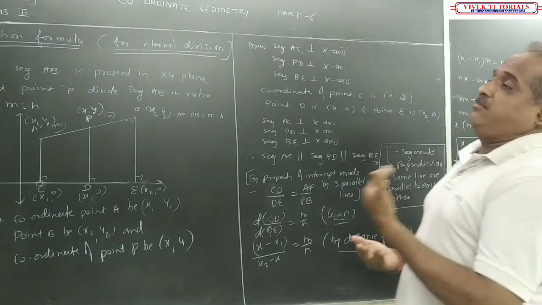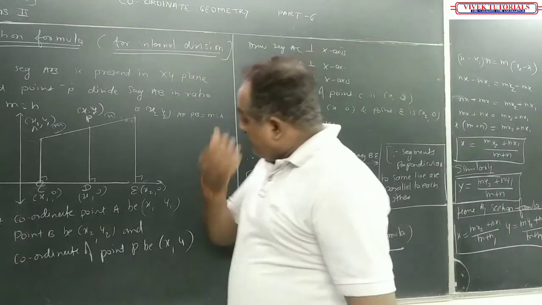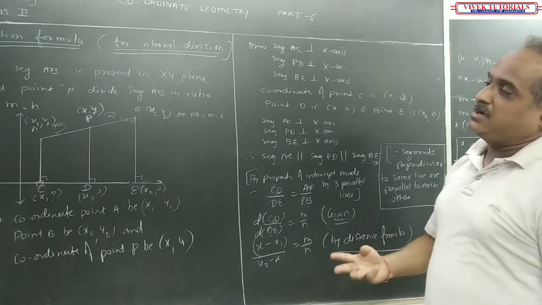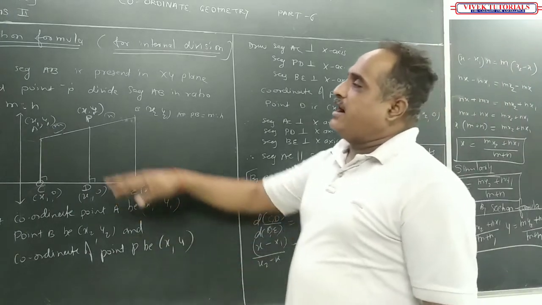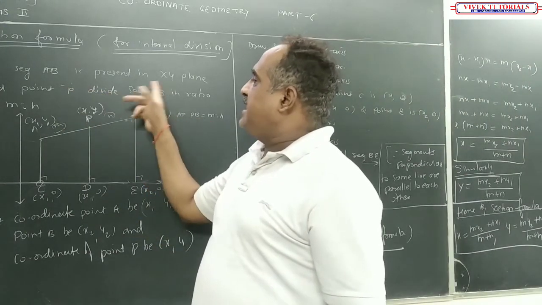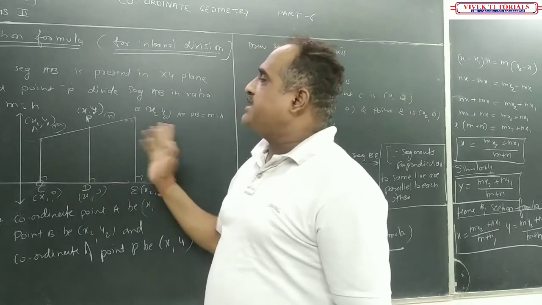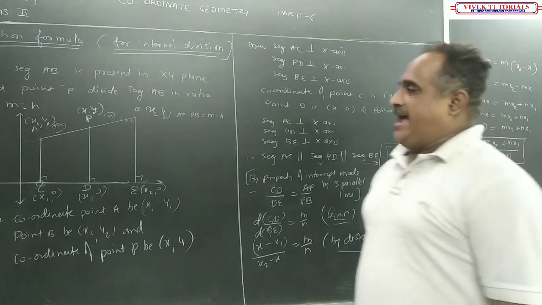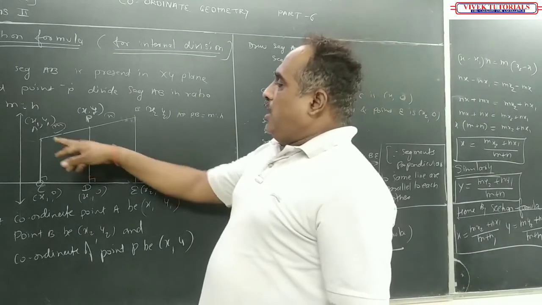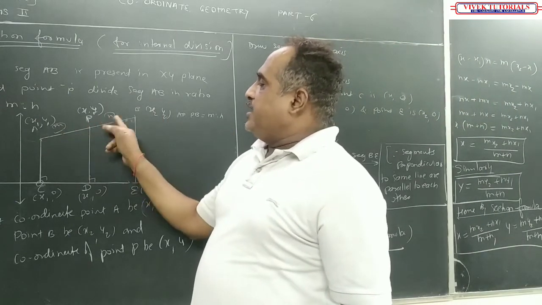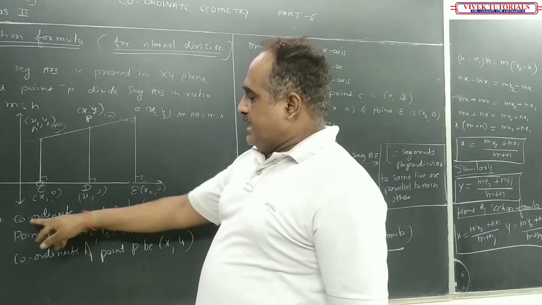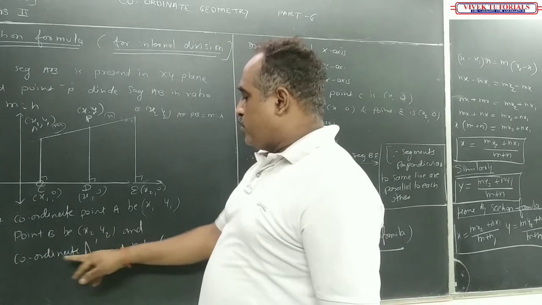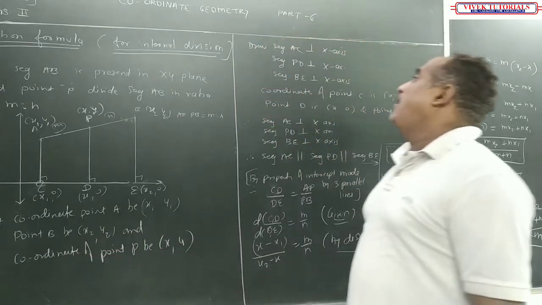Chances are very rare, but if a question comes in the exam through the section formula for 3 marks, then you are going to write this. Segment AB is present in plane XY, and point P divides the segment in ratio m is to n. So AB is a segment, P is on it, then the ratio is what? m is to n. Then coordinate of point A be x1, y1, coordinate of point B is x2, y2, and coordinate of point P is x comma y.